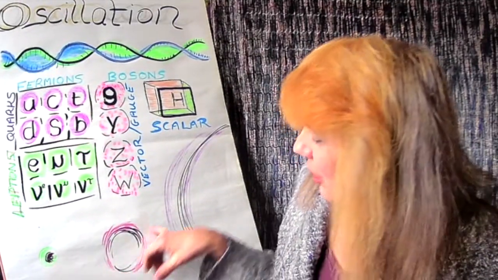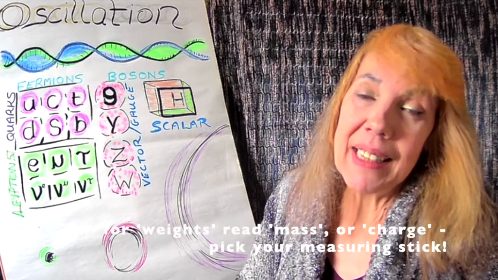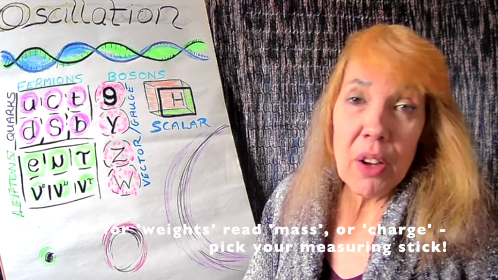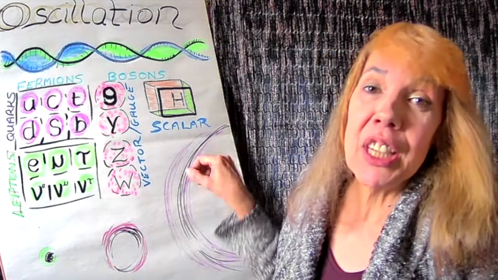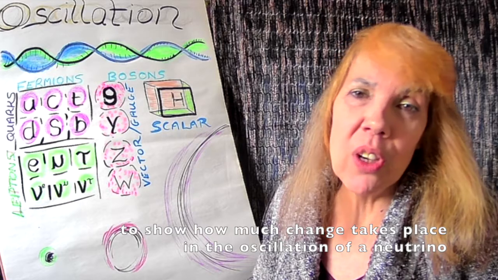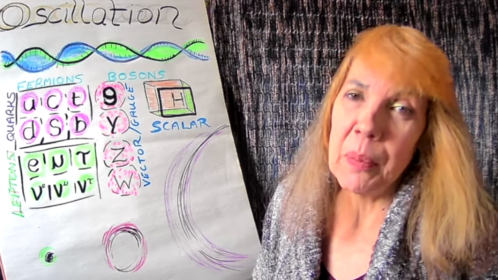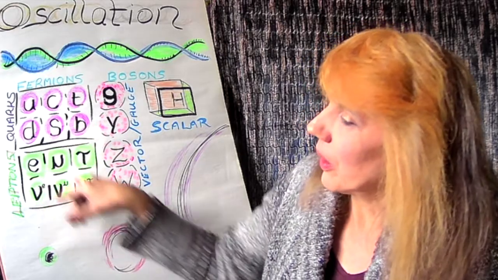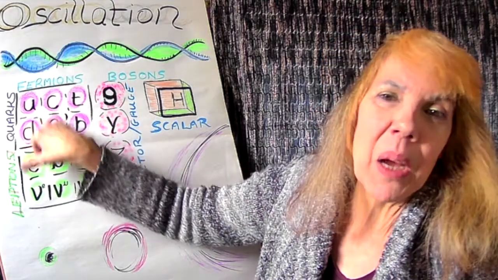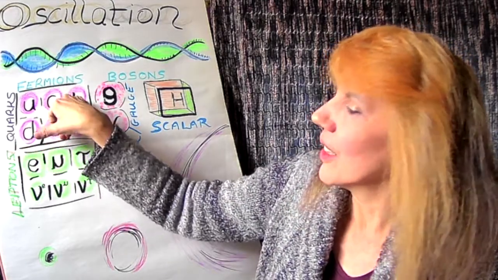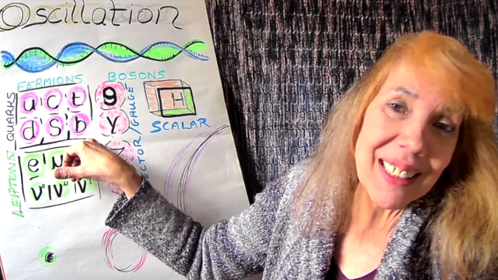These are demonstrations in graphic form of the varying weights of neutrinos, so that you can see how much change takes place in the course of an oscillation for a neutrino, and also correspondingly for a quark, because the quarks are the lightest, the strange and charm come in the middle, and the truth and beauty, top and bottom quarks, are the heaviest.